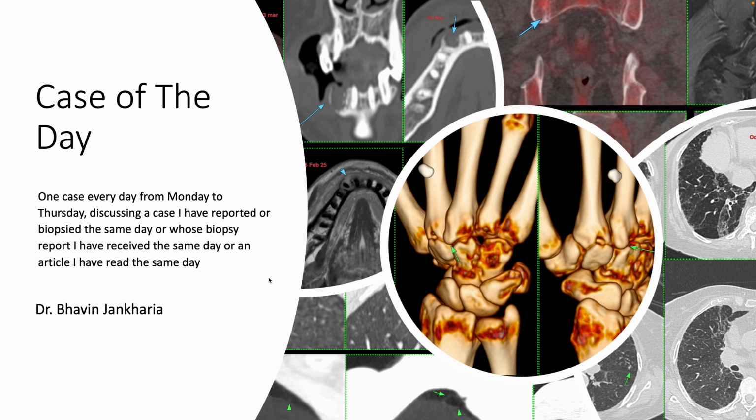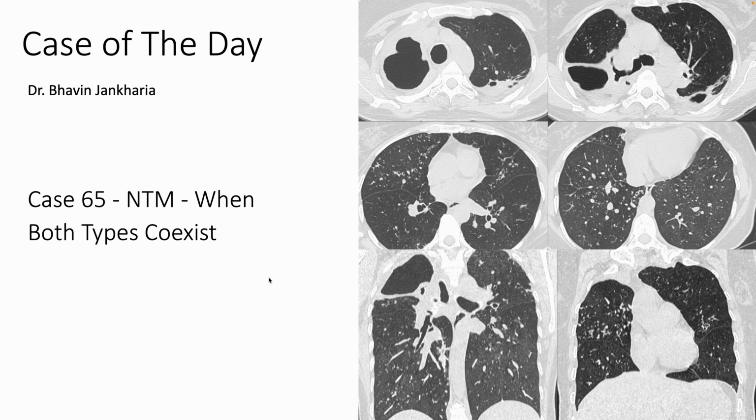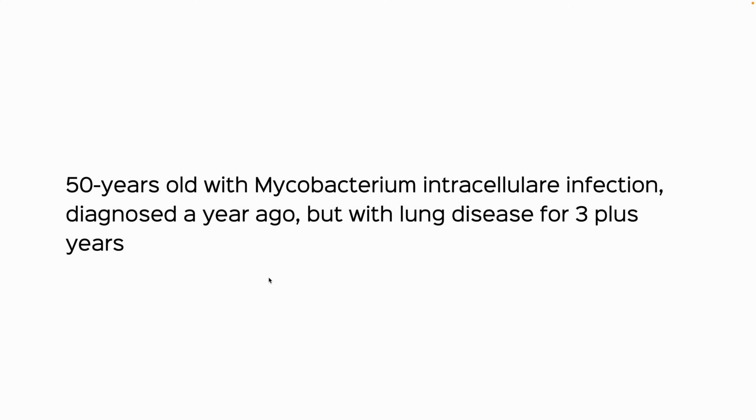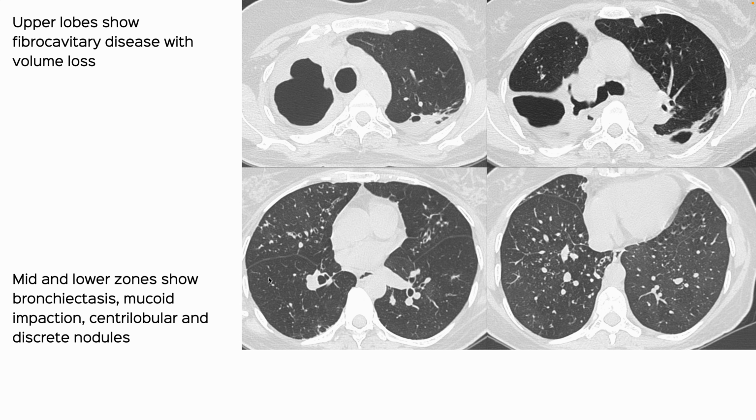Hi, this is the Tuesday edition of Case of the Day, and we have the 65th case, NTM, when both types coexist. This is a 50-year-old with Mycobacterium intracellulare infection, diagnosed a year ago, but with lung disease for 3+ years. So it took a little time for the diagnosis to happen.